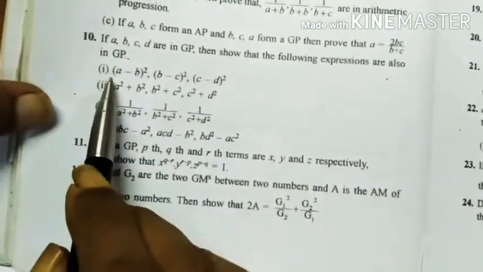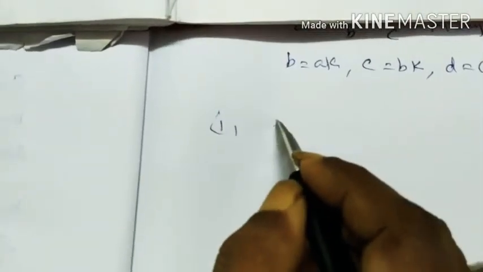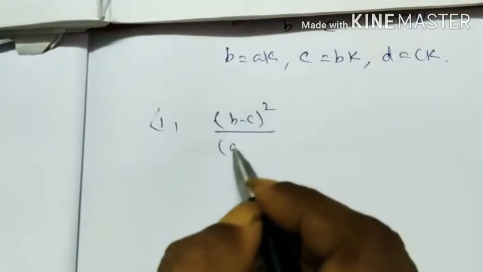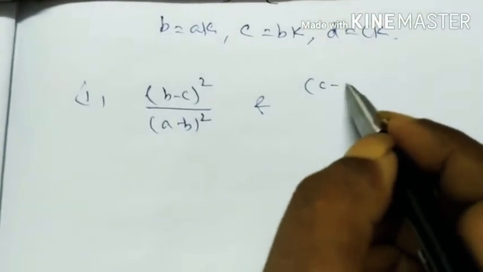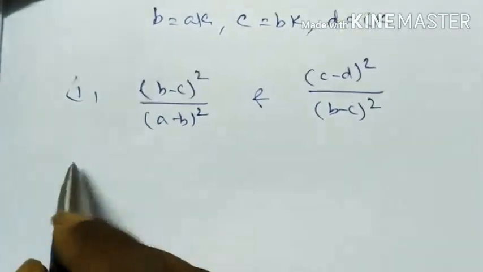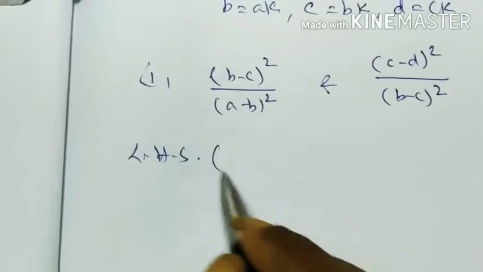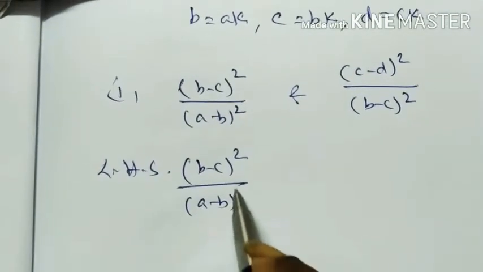Now see question number 1. We have to prove that this is in GP. So 1, your B minus C the whole square divided by A minus B the whole square, and C minus D the whole square divided by B minus C the whole square. Left hand side, B minus C the whole square by A minus B the whole square.